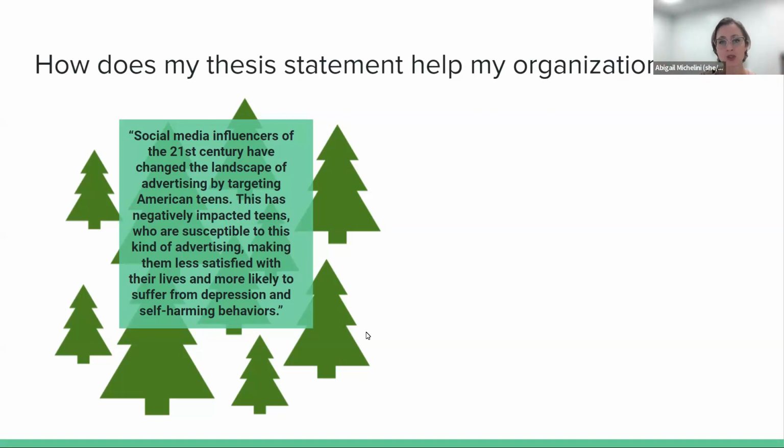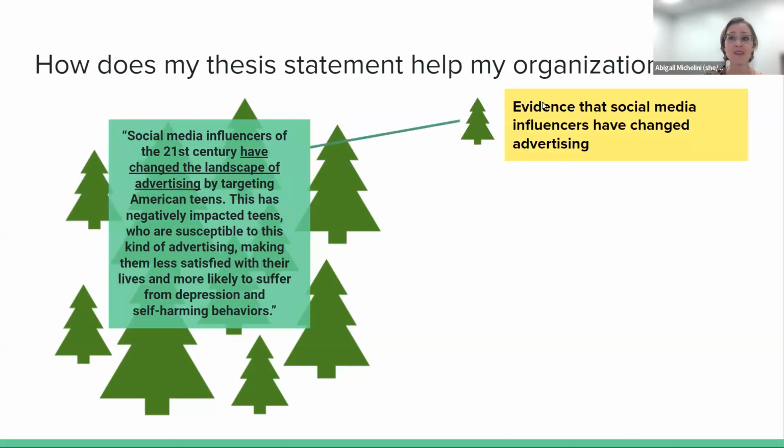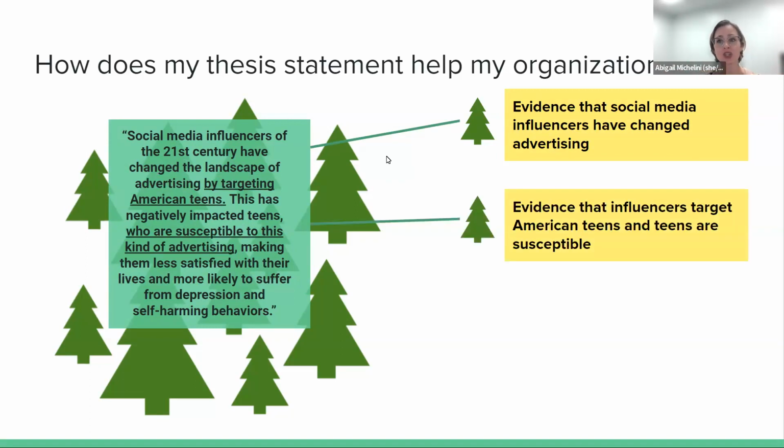And then the specific trees or specific sections of the forest are specific components that I need to cover in my paper, okay? So if I read through this thesis statement, the first thing I see that I need is evidence that social media influencers have changed advertising. I'm just reading through it, right? They've changed advertising. So I need to first show that before I even show that they're targeting teens, right? How have they changed advertising? Then I can show that they're targeting teens and teens are susceptible. Those kind of go hand in hand, right? So first I do that, then I do that.